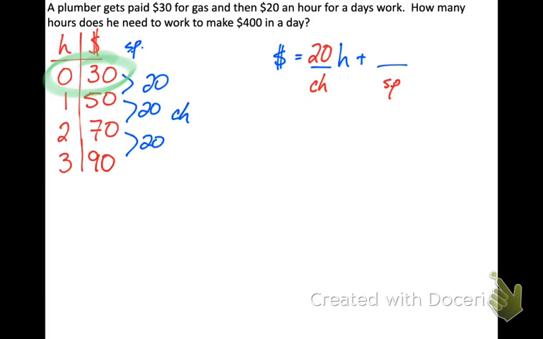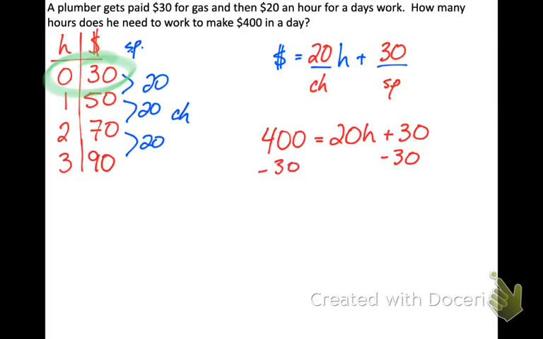That's my change. And then my starting point is $30. That's my beginning point for each day. Get my gas money so I can show up to work. So I want to see how many hours do I have to work to make $400. And so when I do that, again, I can subtract the 30 to get 370 is equal to 20H. Then I can divide both sides by 20.